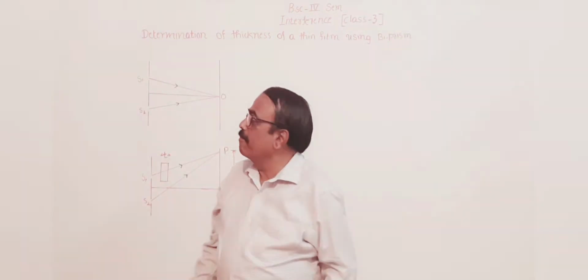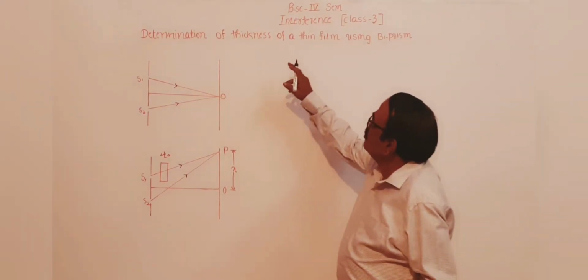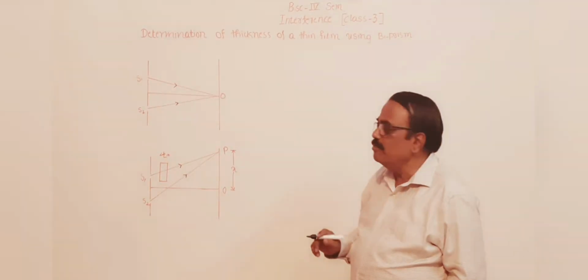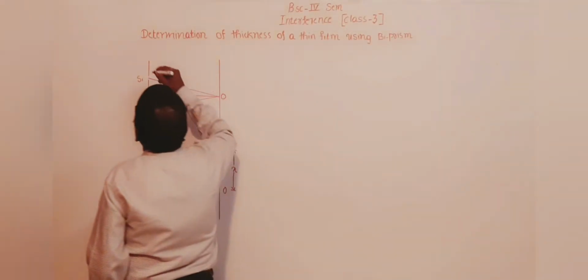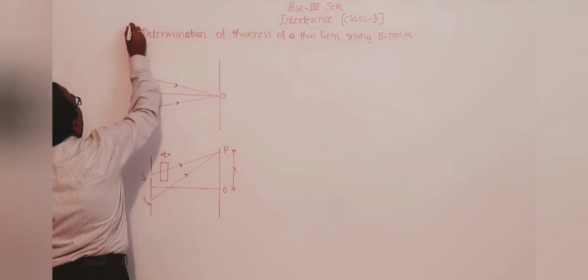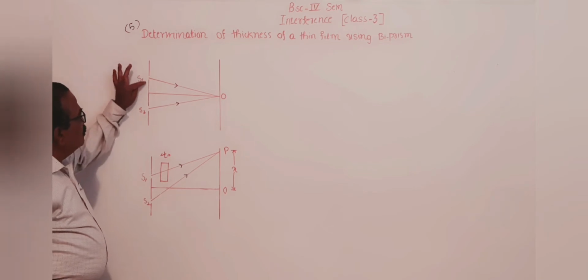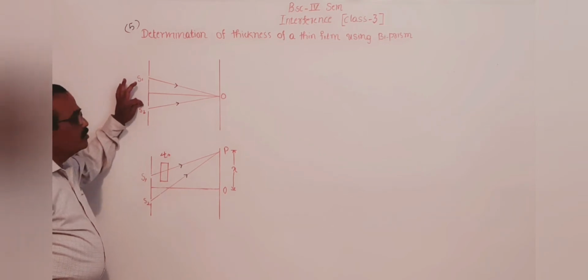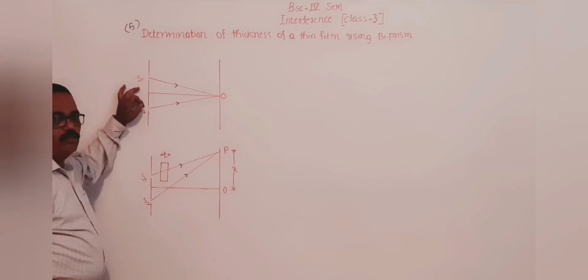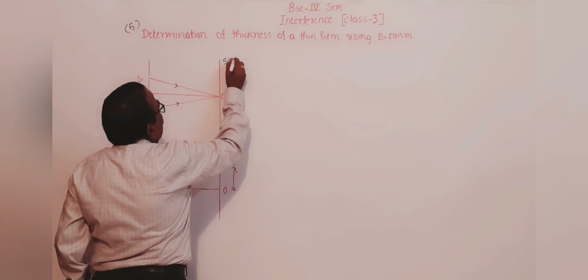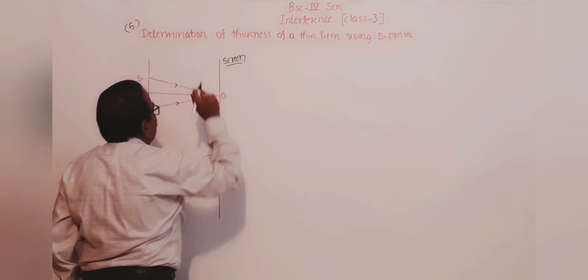Next you have to study determination of thickness of a thin film using biprism. They will ask this as a 5 marks question. So here S1 and S2 are two coherent sources obtained using Fresnel biprism, and at a certain distance a screen is placed.